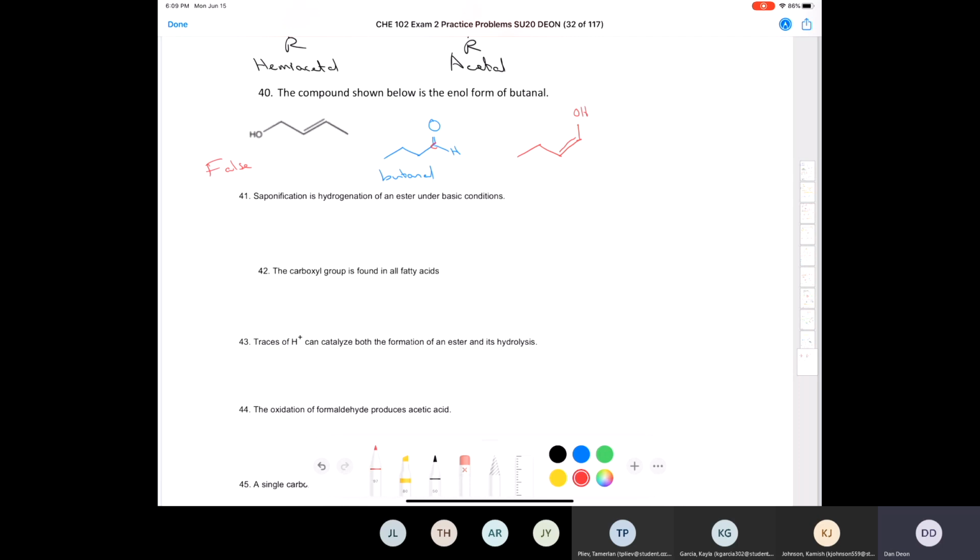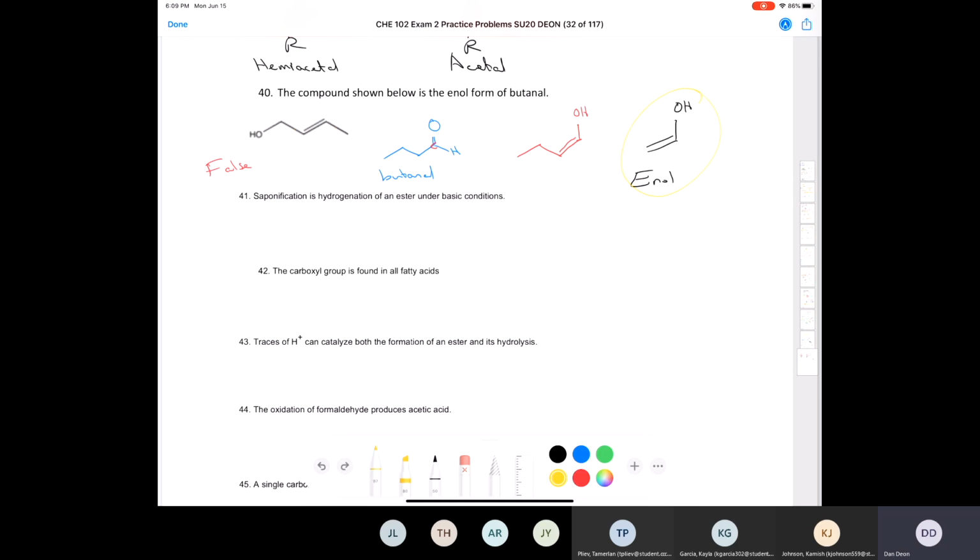Right? An enol has to have this. You have to have a double bond with an alcohol attached to it. Okay? And I don't see that in here. You have the double bond, but the alcohol is far away from it.